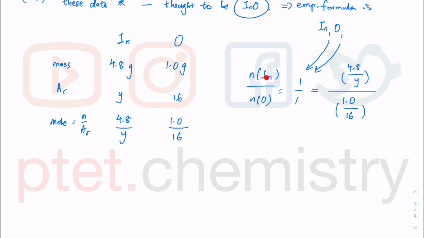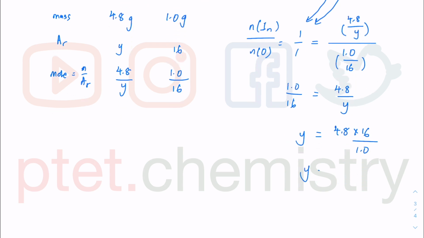If I've gotten it the other way around, I will have this the other way around because it follows the bookkeeping. What did you label? All right. So if I move this up and make y the subject, so 4.8 over y equals 1.0 over 16. Since this is just 1 over 1, which is 1, I can move the y up there, I move the 16 up there, and I move the 1.0 down there. So 4.8 times 16 over 1.0.